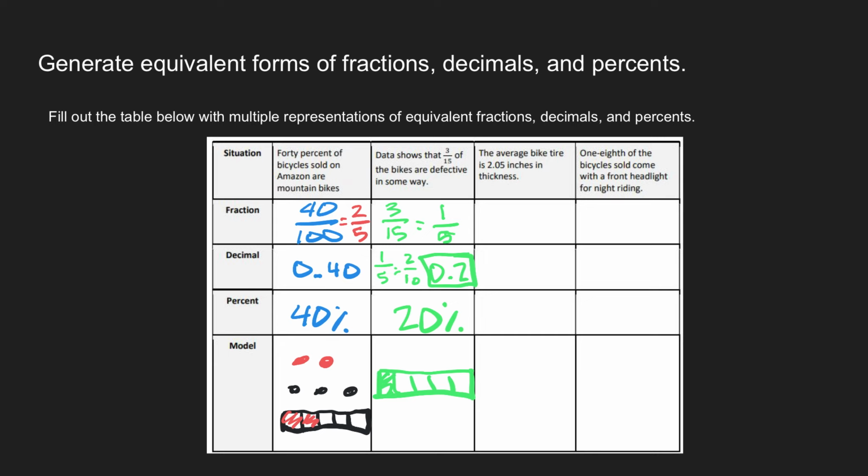I want a different color. Let's do like teal or something. There we go. The average bike tire is 2 5/100 inches. So 2 5/100. So all I'm doing is saying it and then rewriting it. Now notice they'll probably want to simplify this to be, I'm going to write it over here, 2 and 1 over 20, right? If we divide by 5. So that one would go right there.